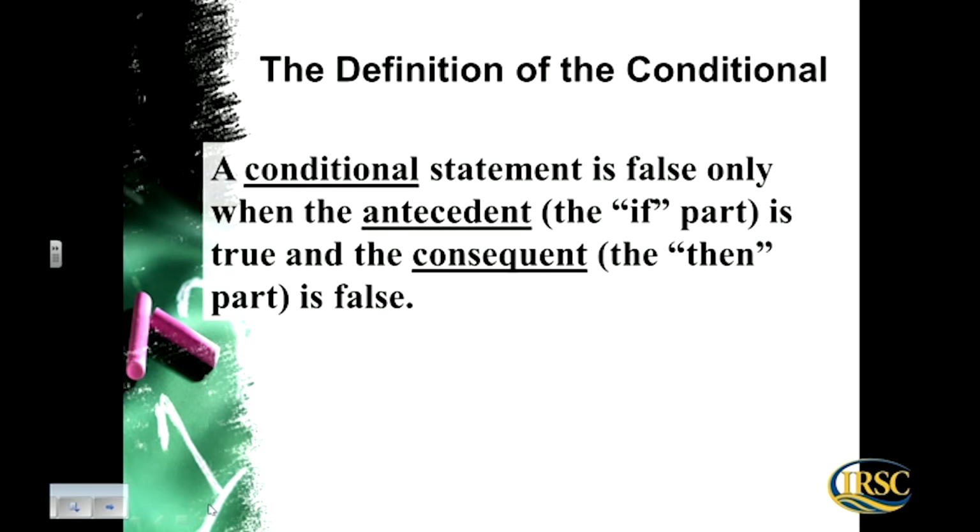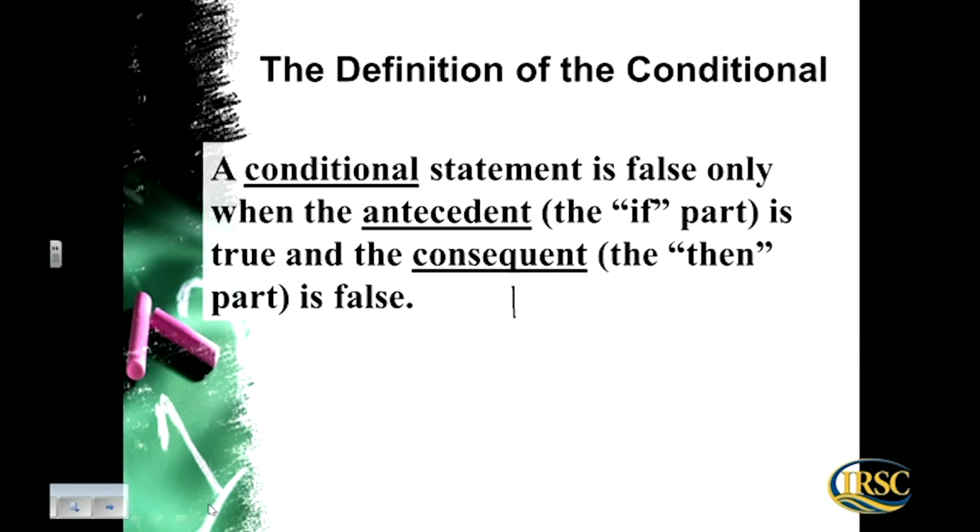So a conditional statement is false, and here's some new vocabulary words, only when the antecedent, the if part, is true, and the consequent, or the then part, is false. Now, this is hard for some students to wrap their mind around, so you just need to remember this. The only time an if-then statement is false is when the if part is true and the then part is false.